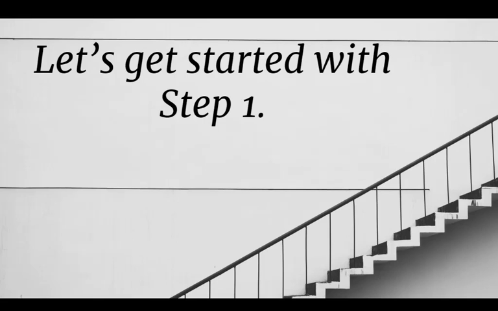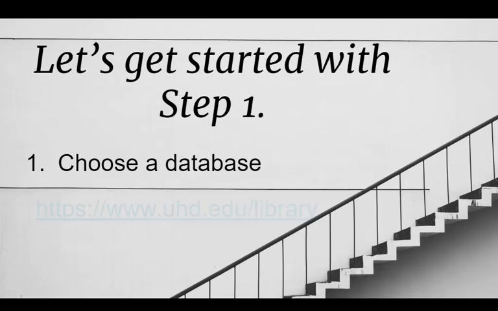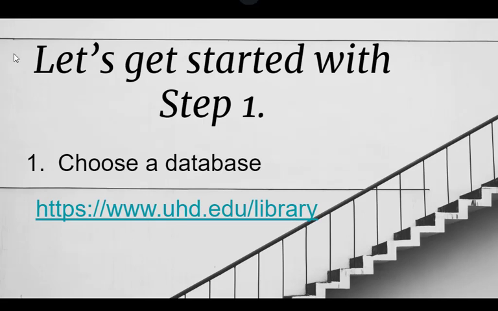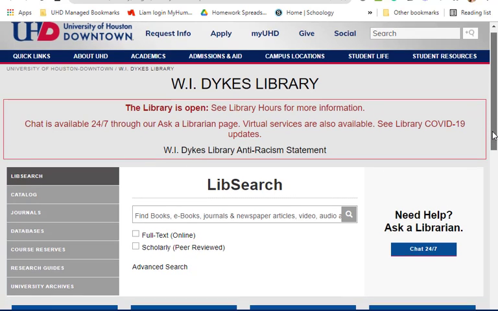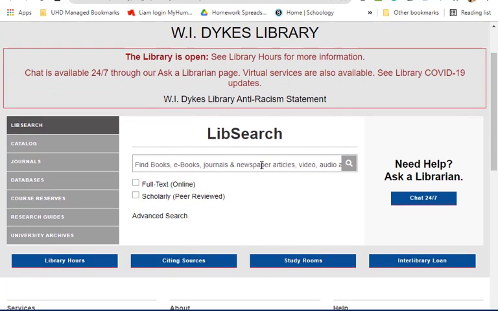So let's get started with step 1. Let's choose a database. The best place to do that is to start on a library homepage. This is our library homepage, so just a few things to point out here. The first thing you will likely notice is this search box in the center. And this search box belongs to our discovery tool, which we call LibSearch.